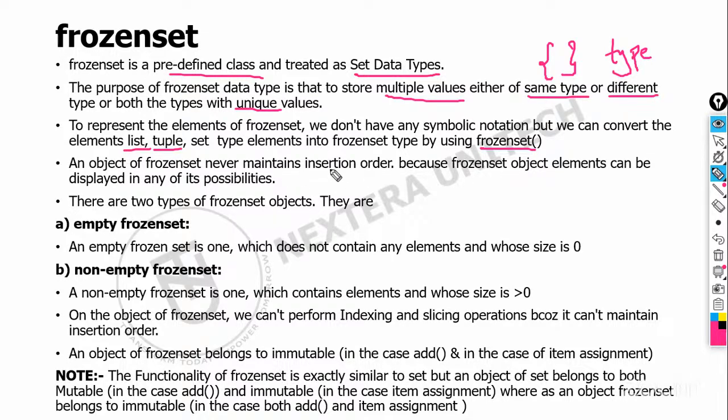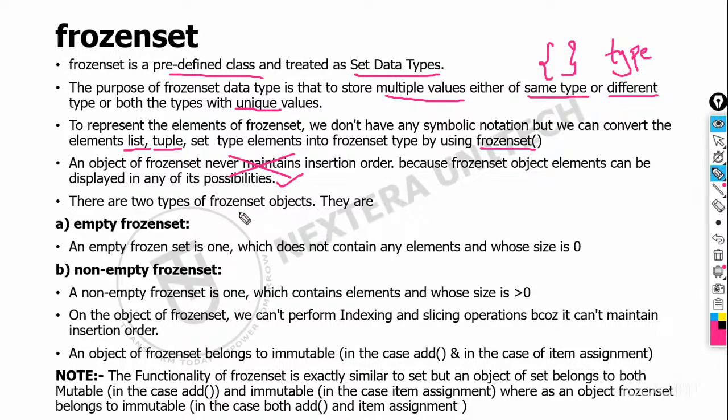Coming to insertion order, it is similar to list. It does not maintain insertion order. Because of not maintaining insertion order, when you try to print a FrozenSet object, it can be displayed in multiple ways. There are multiple possibilities.